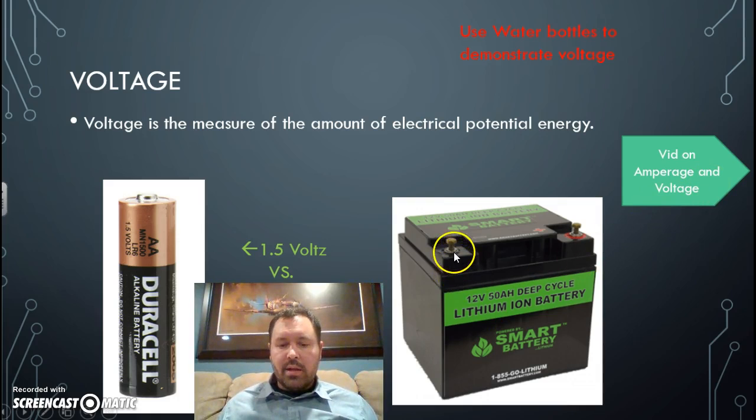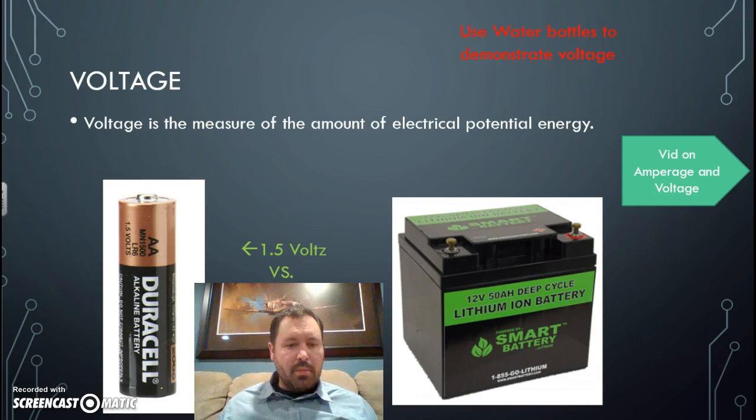Now think about it this way. This has got a lot more chemicals in it, right? And since it has a lot more chemicals, it's got a lot more potential to do some electrical stuff. This one has a lot less chemicals in it. Therefore, it has a lot less potential to do electrical stuff. And the voltage is the amount of potential electric energy.